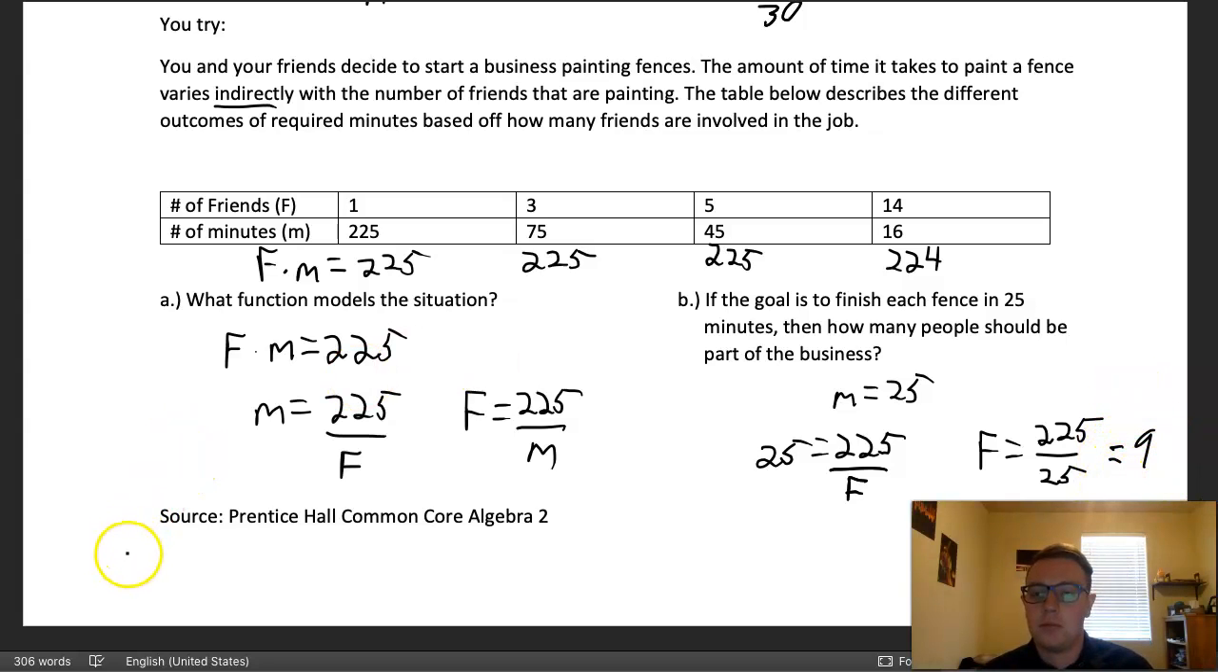And folks, that's all there is for this lesson. That's your start to inverse variation.